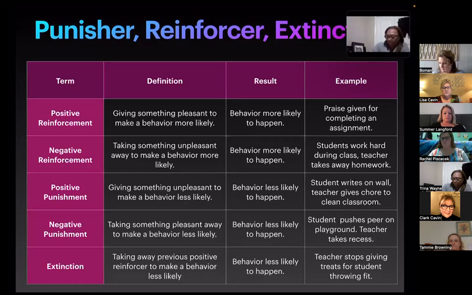And then this one seems to be the one that caused the most confusion in the papers that y'all wrote. Extinction is when you take away a reinforcer that was positive for the kids, and you're taking that away to make the behavior less likely.